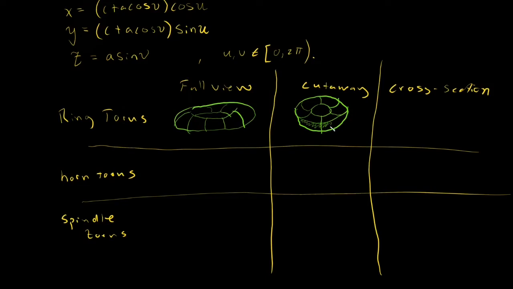So in general, the ring torus is this narrow guy that has no friends. The horn torus is that middle guy that follows along. And then we have the spindle torus, which is really fat and, no comments.